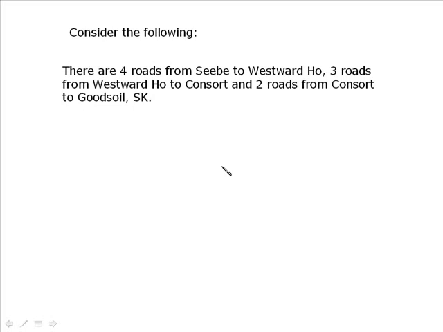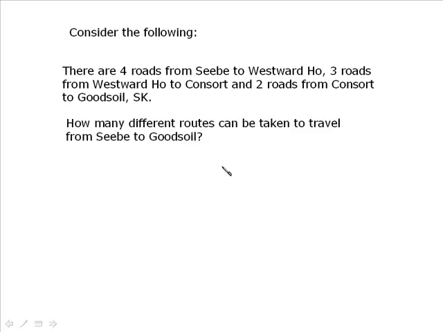We've got 4 roads going from Seebe, Alberta to Westward Ho, Alberta. 3 roads from Westward Ho to Consort, Alberta. And then once you're in Consort, you've got a choice of 2 roads to get to Goodsoil, Saskatchewan. Okay. How many different routes can be taken to travel from Seebe to Goodsoil?